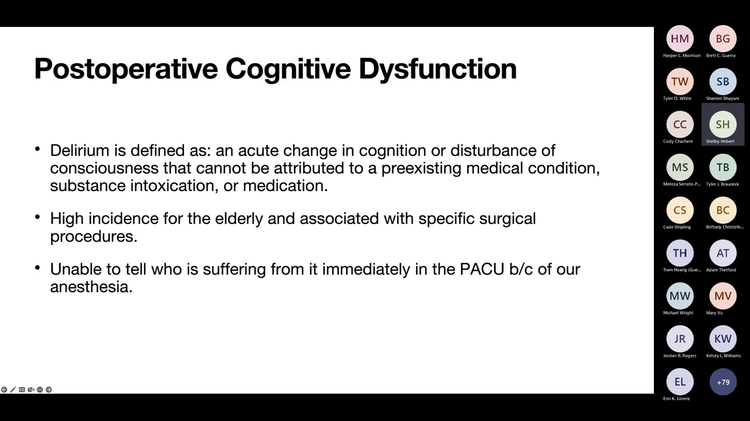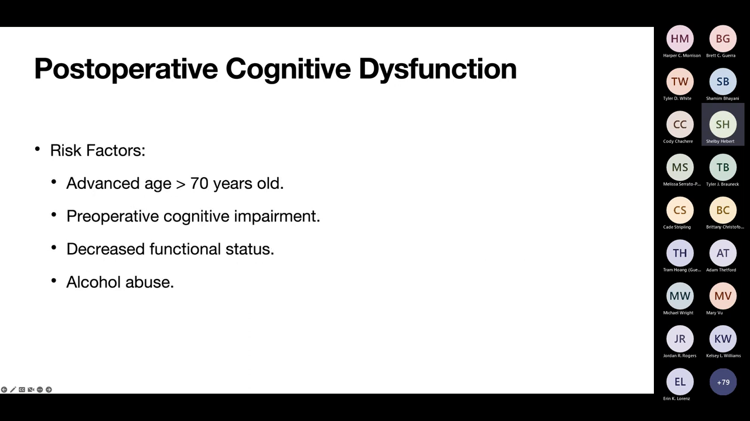So when we start looking at postoperative dysfunction, usually it's going to be in the elderly patients. Sometimes it's hard to tell who's really suffering from it immediately in the PACU because of our anesthesia. They're usually sleepy to start off with. But patients that are higher risk, so advanced age, think about what I consider old, so greater than 70. Preoperative cognitive impairment may contribute to it. Decreased functional status, so think about people that are nursing home residents, they're bed bound. History of alcohol abuse. It's not uncommon that they have pretty significant atrophy and encephalopathy because of that, and that may contribute.